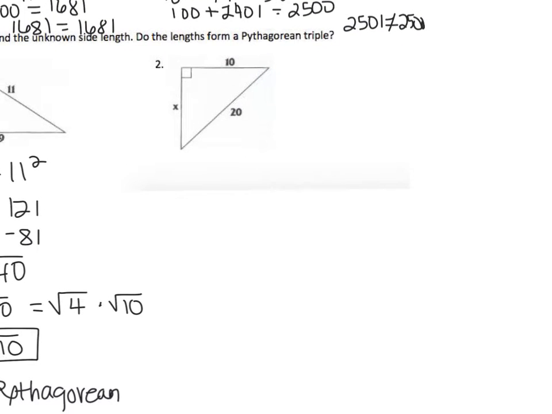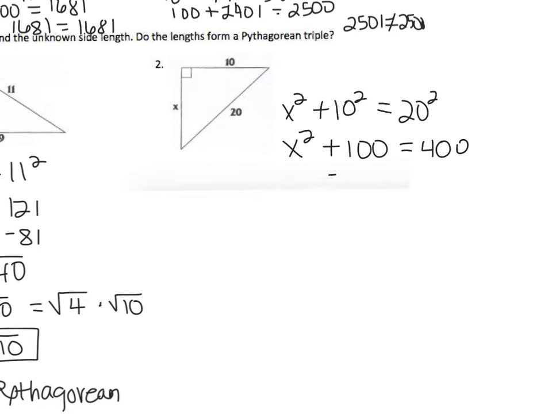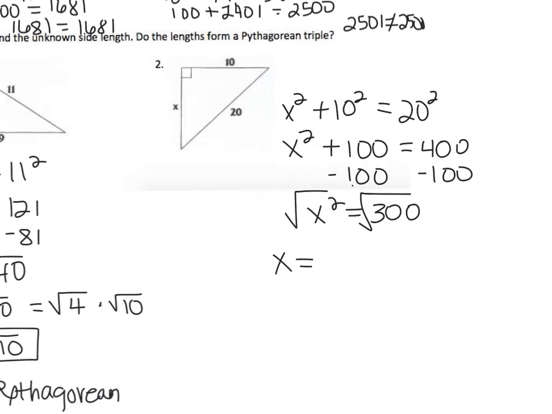In our second example, we have legs with lengths x and 10 and hypotenuse of length 20. Plugging into the Pythagorean theorem, we get x squared plus 10 squared equals 20 squared, which becomes x squared plus 100 equals 400. We subtract 100 from both sides, and we get x squared equals 300. We take the square root of both sides, and if you try, you're going to get the square root of 300 as a decimal, which means it's not a perfect square. So x equals the square root of 300, which is not a whole number, which means our sides do not form a Pythagorean triple.